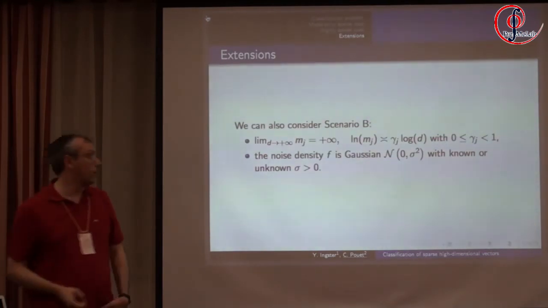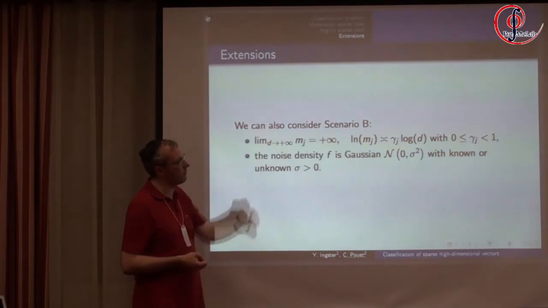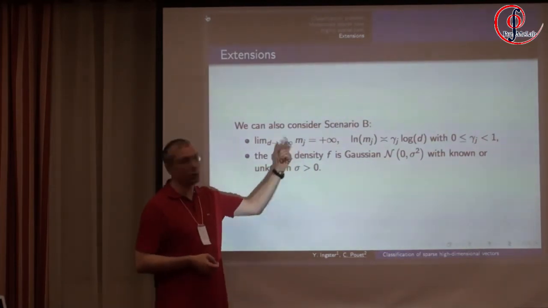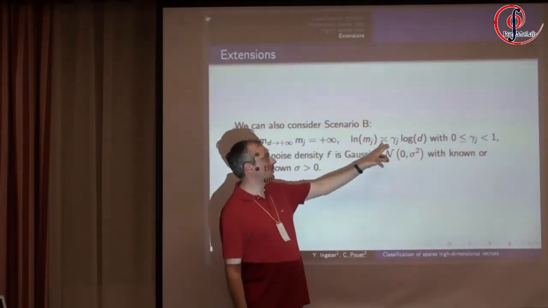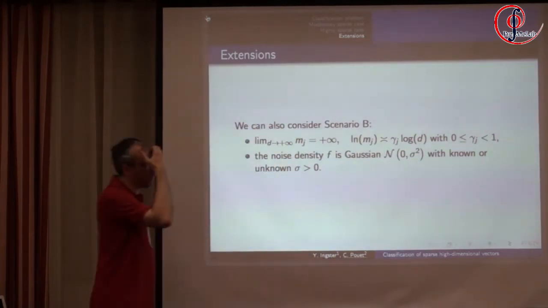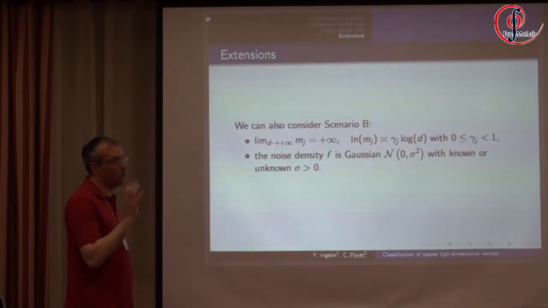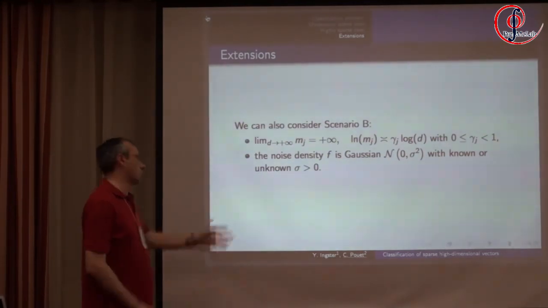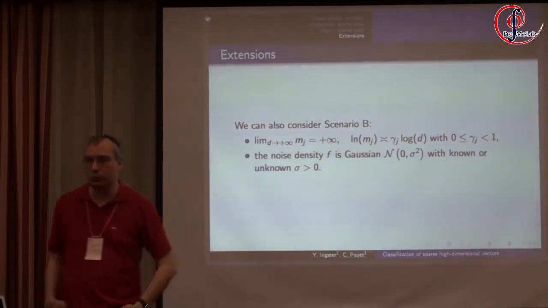And at last, the extension, as I said, we can also consider what we call scenario B. Scenario B is when the number of observations goes to infinity, with log of mj, which is more or less gamma j log d. One more time, in fact, you can also have a gamma j equal to 0, which means that mj goes to infinity, but very slowly. And then the noise density can be Gaussian in this case with nominal sigma square.